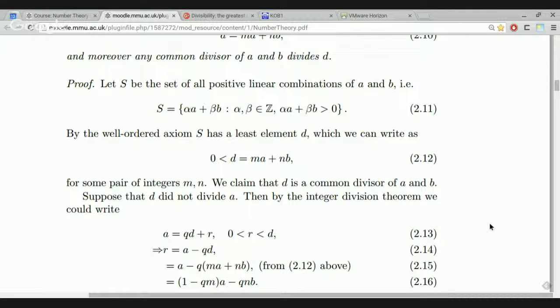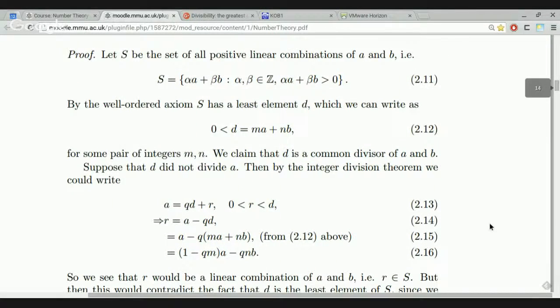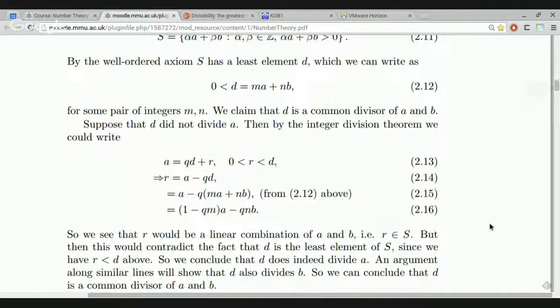So we've got a positive linear combination of A and B. And it's special because it's the smallest one in S. That's what's special about it. Now we're going to prove that it also is the greatest common divisor of the two numbers. So we claim that D is a common divisor of A and B. First of all, we're just proving that it is a common divisor, not that it's the greatest common divisor. Just that it's a common divisor.